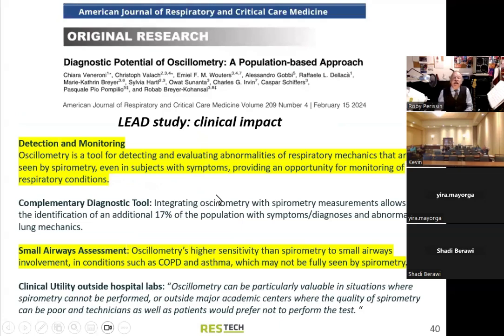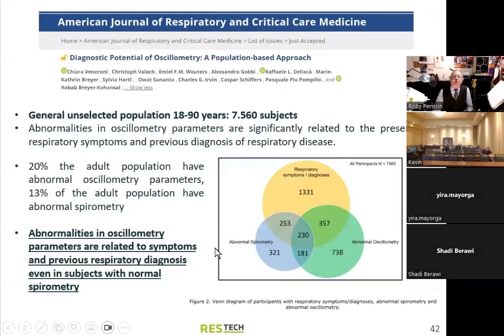It's 4 slides, and it will tell you that oscillometry confirmed it's a tool for detecting and evaluating abnormalities that are not seen by spirometry, even in subjects with symptoms, as well as a higher sensitivity than spirometry to small airways in conditions such as COPD and asthma, which may not be fully seen by spirometry. So it is an interesting graph to see how many patients have abnormal oscillometry, how many patients have abnormal spirometry, and how many patients have both. So it is really the sign that you can start using it now routinely, because you will see more than spirometry.